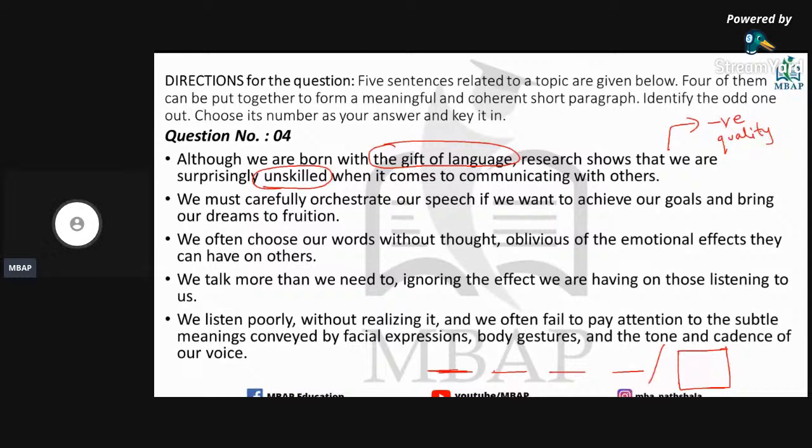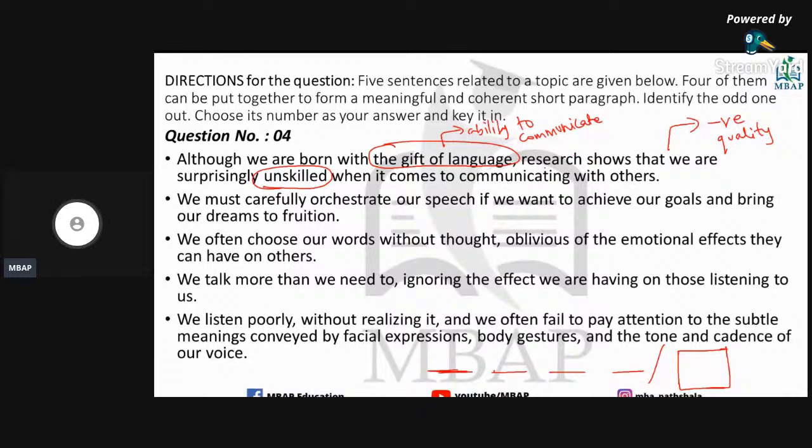Right, students? Sentence 1 talks about the gift of language that we all have got. What is the meaning of this phrase, the gift of language, guys? The ability to communicate. The gift of language means, the author says in this case, the ability to communicate. I hope you're able to get that, right? So observe carefully, guys. Although we are born with the gift of language, the author says that we are born with the ability of communication. We are born with the ability to speak.